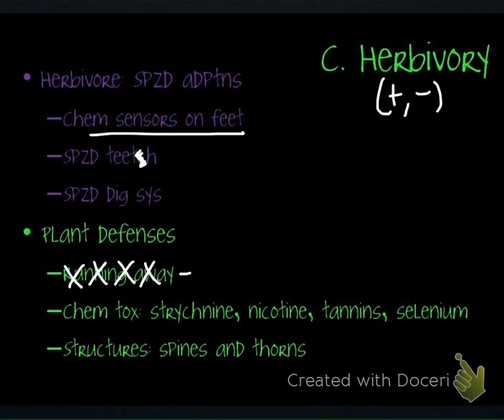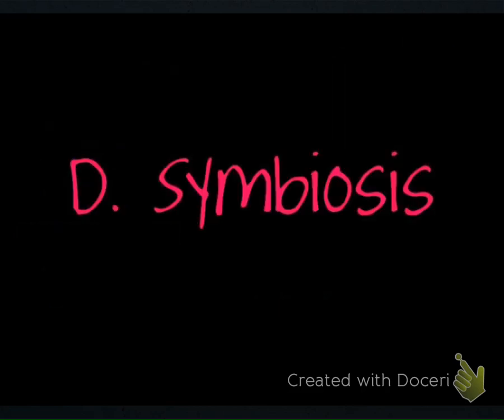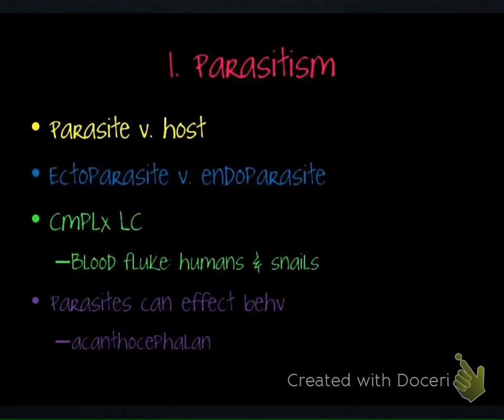And some things that we even think taste good are distasteful to herbivores like cinnamon, cloves, and peppermint. So now we have a few types of symbiosis. Symbiosis means living together. The first one here is going to be parasitism.